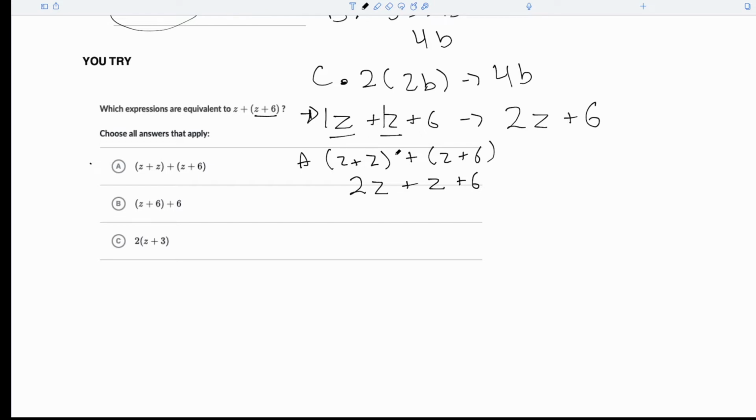What is 2z plus z? Shiloh, just leave it alone. 3z. Okay, that's as simple as it can get.